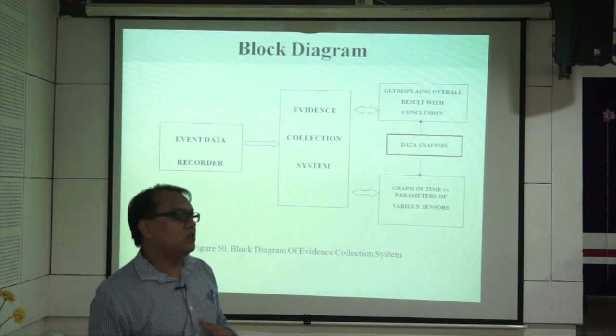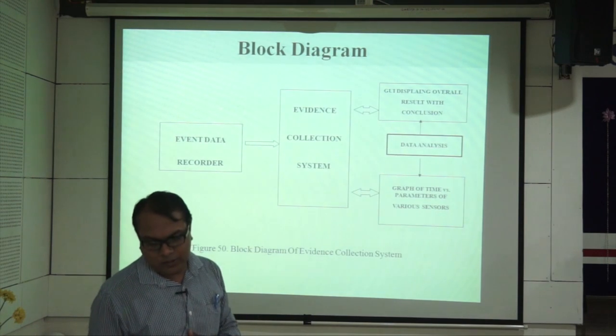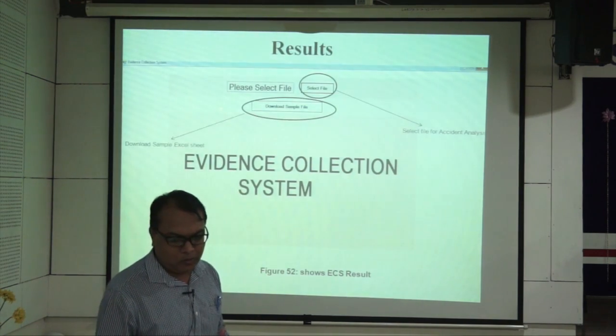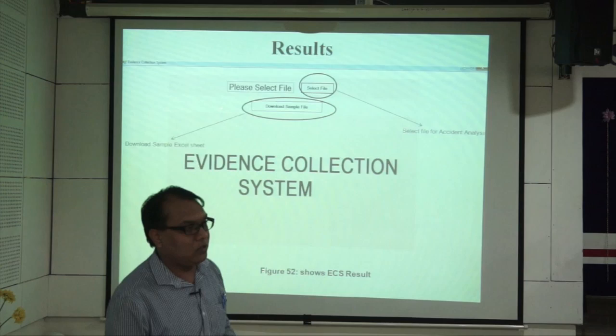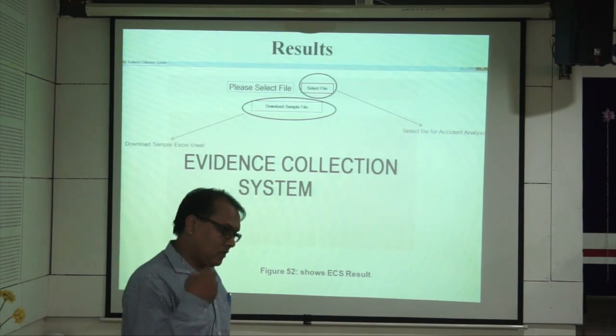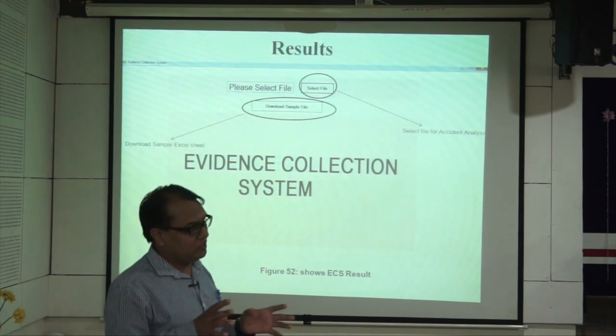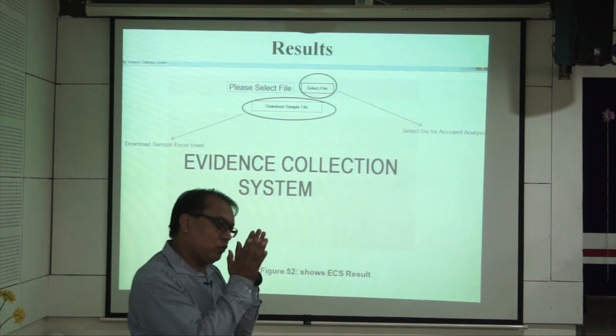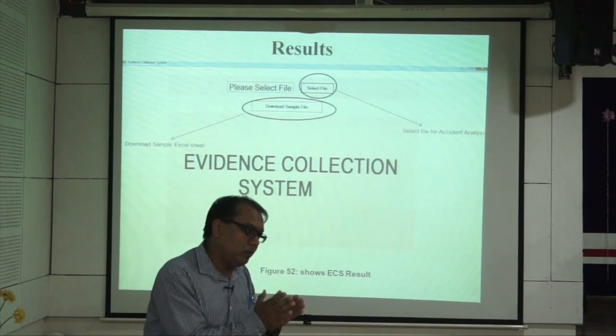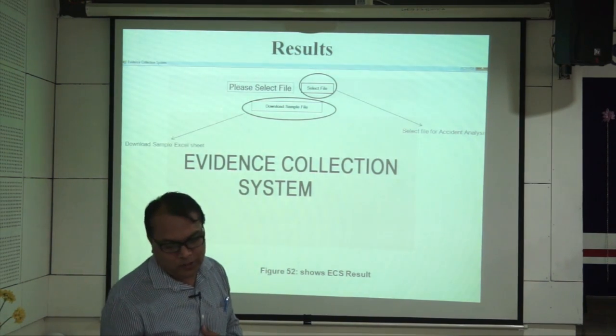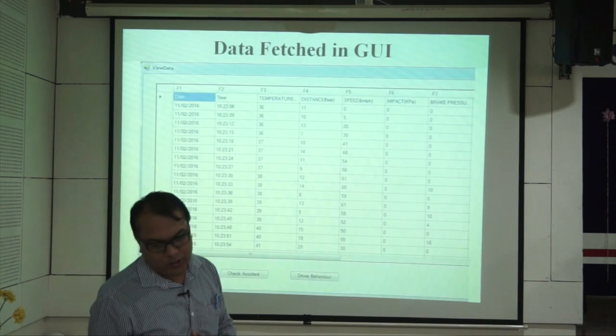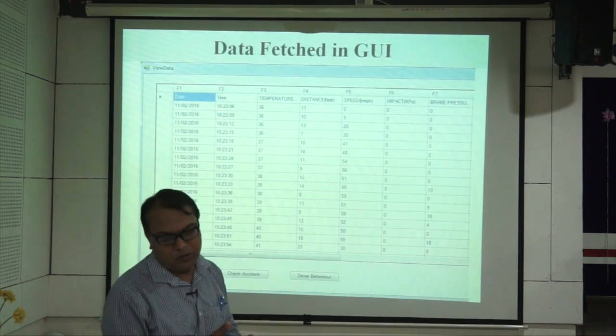In module 6, it starts with the evidence collection system. In the evidence collection system, I make use of software that fetches an Excel file. The Excel file should be of a standard format. The first column should be one particular sensor, and the second column should be the temperature sensor. In that way, all the data is fetched and given to the evidence collection system.